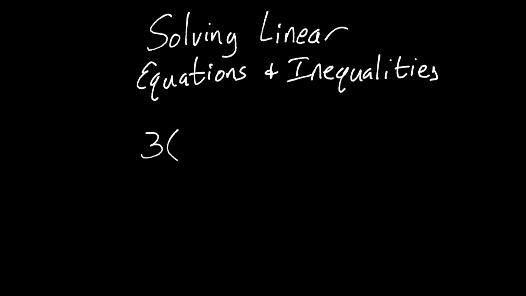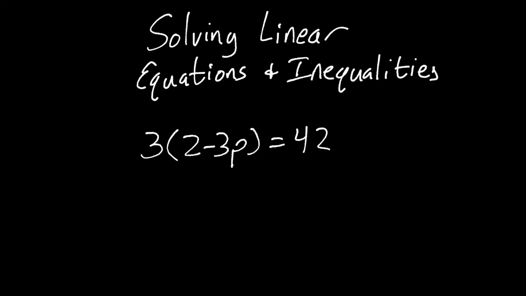3 parentheses 2 minus 3p equals 42. Our goal in this problem, if we're solving this linear equation, and the reason it's linear is because p is of the first degree, meaning it has an exponent of 1. So if we're going to solve this linear equation, we need to get p by itself. We have to figure out what value of p makes this equation true.